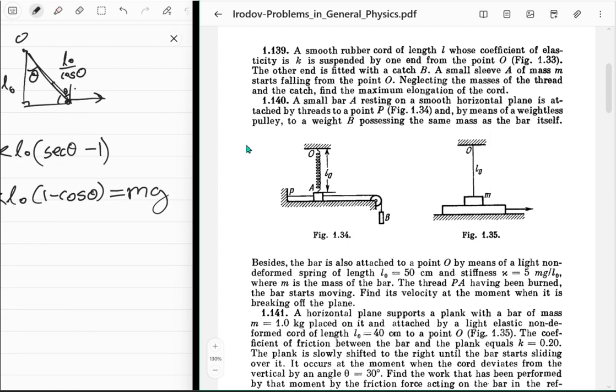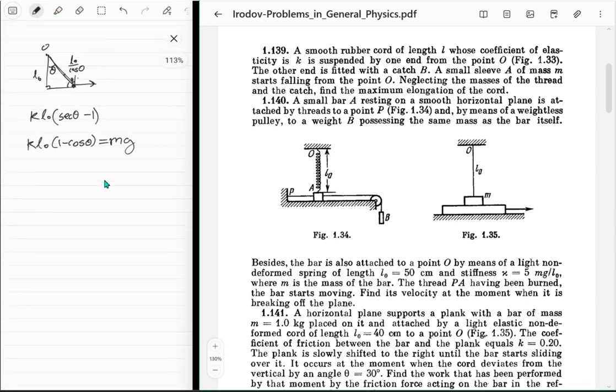It just goes up straight away. So you just have to wait till that point. And what do we want? Find its velocity at the moment when it is breaking off the plane. So whenever this happens, basically it's just giving us what cosine theta should be.